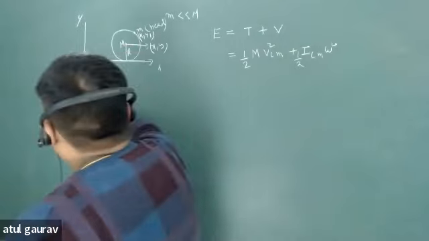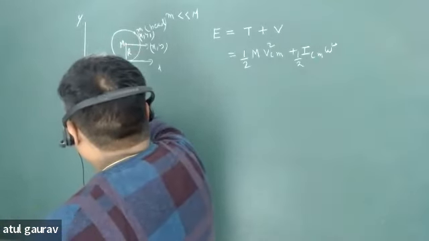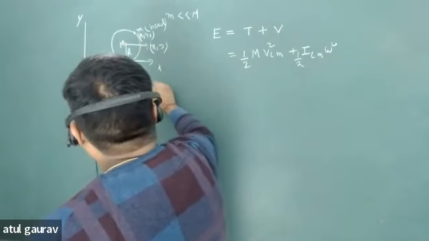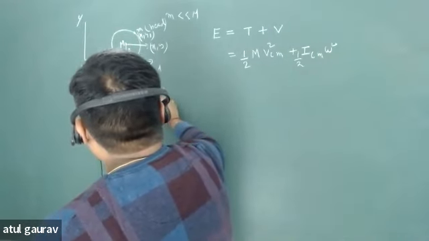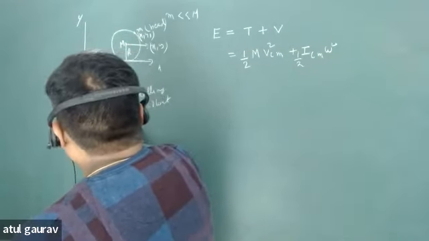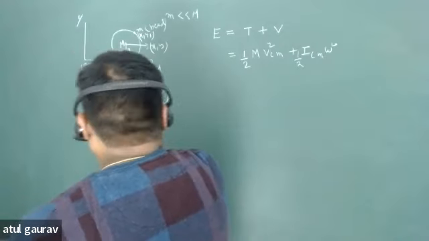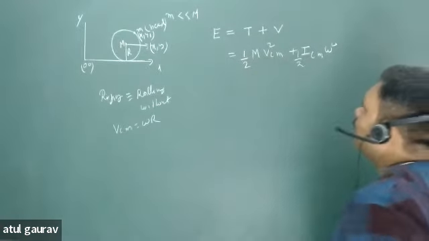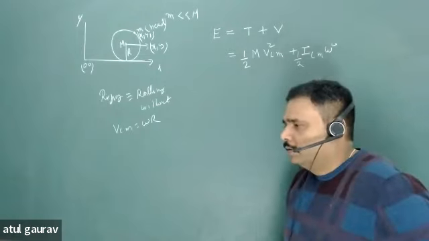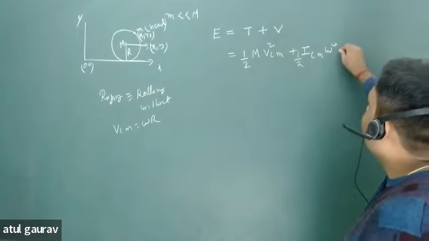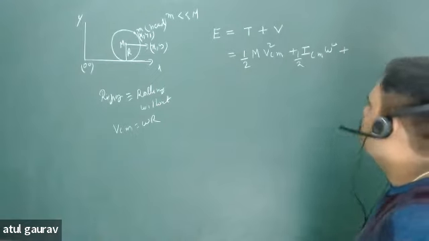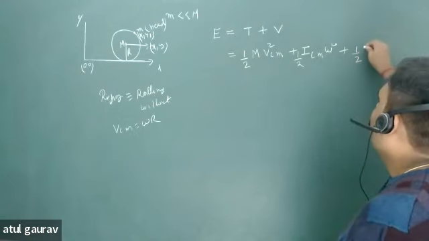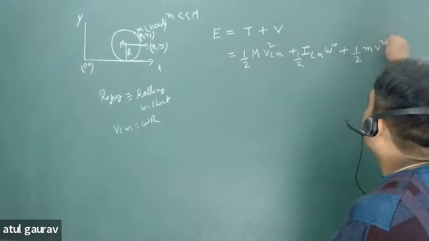And there is another piece of information: this ring is executing rolling without slipping. What is the meaning of rolling without slipping? VCM equals omega r. So this is one condition given. This is your kinetic energy for the ring. And now you have to write the kinetic energy for the mass also. So what will be the kinetic energy for the mass? Obviously half m v square.